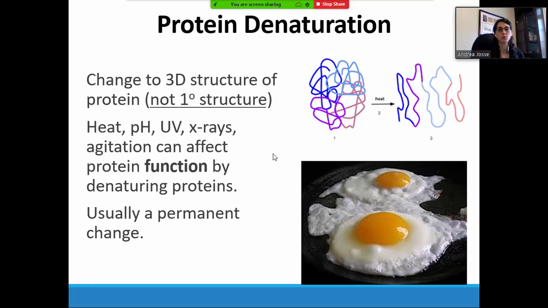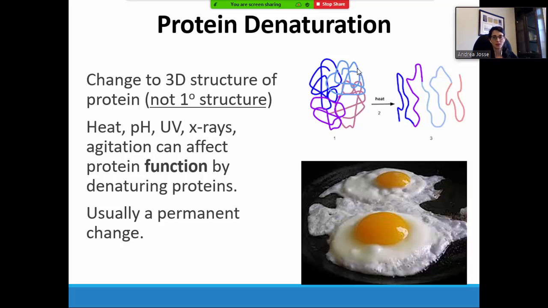So one of those is protein denaturation. This is a change to the 3D structure of the particular protein. It's not a change to the primary structure of the protein, so you're not actually changing the amino acids within the structure, you're just changing the 3D structure. So something happens to the forces that dictate the structure of the protein, which are brought on by the different side chains of the amino acids.